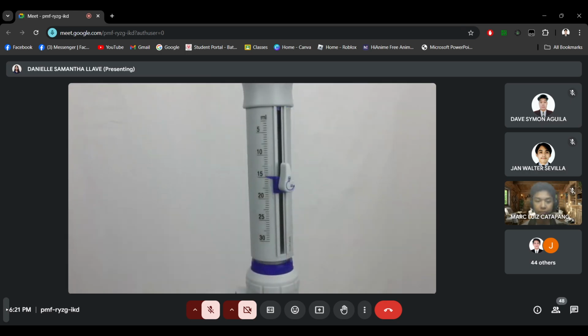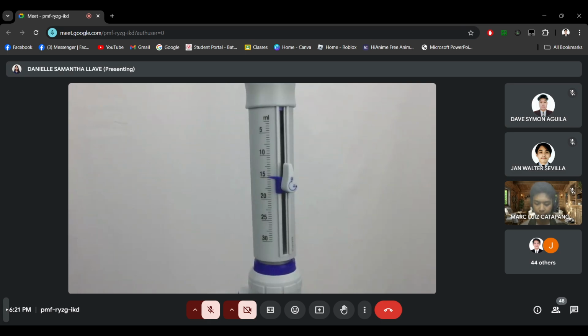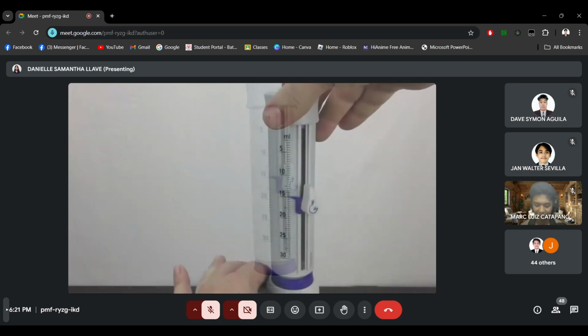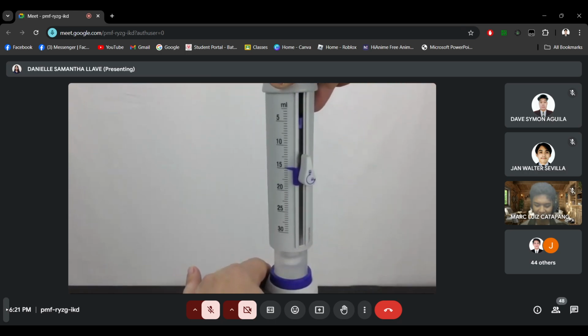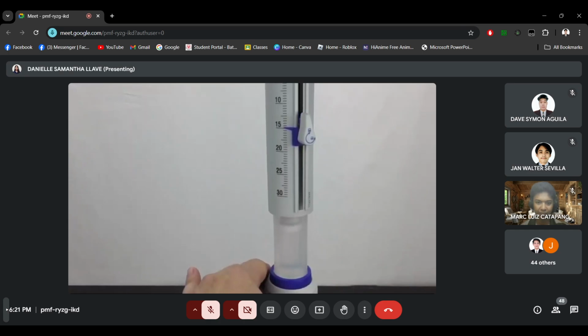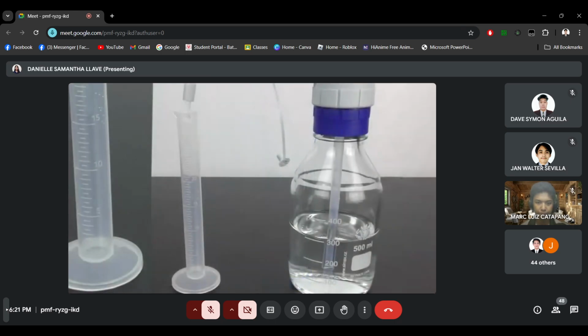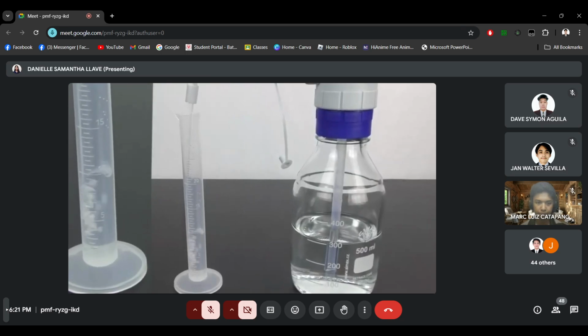I primed the pump and I had this set at 15 milliliters. So I'm going to pull this up firmly but gently. When you feel resistance, you want to stop. That's 15 milliliters that I've pulled into the dispenser. If I simply press down, I should be dispensing out exactly 15 milliliters of my solution.